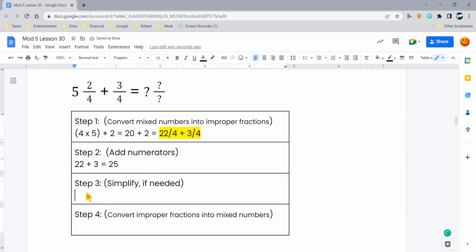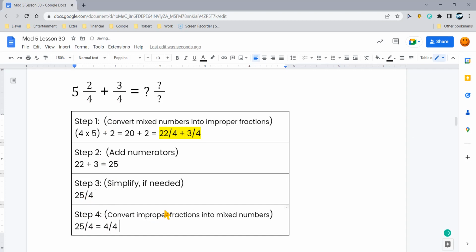I'm going to bring that down, 25 over 4, because that's my denominator, and see if there's a way to simplify that any further. Can 4 go into 25? No, I don't think so, you guys. So I do know it's an improper fraction. So I'm going to do 25 over 4 equals, how many 4 over 4s can I get to 25?